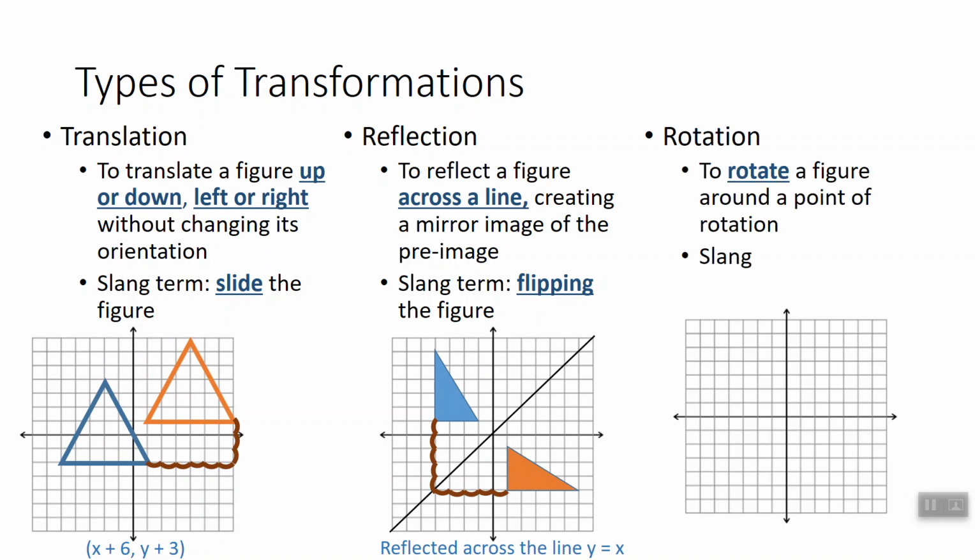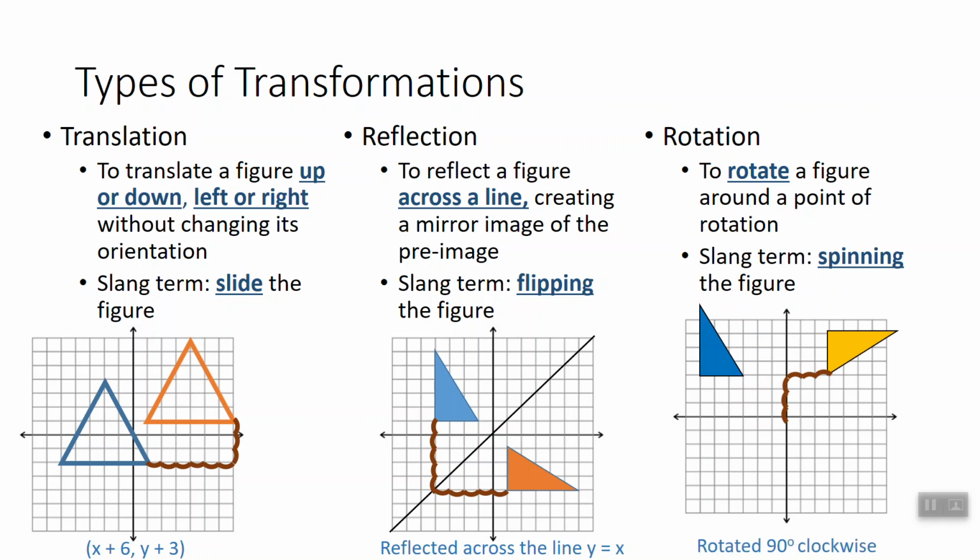Rotation. To rotate a figure around a point of rotation. The slang term will be spinning the figure. So we're going to take this blue triangle and we're going to spin it. We're going to rotate it 90 degrees. If you imagine a little right triangle from the origin to one of the vertices, that right triangle gets rotated into the next quadrant. We're going to say this was rotated 90 degrees clockwise because it traveled to the right. If it traveled down, we would call it counterclockwise.